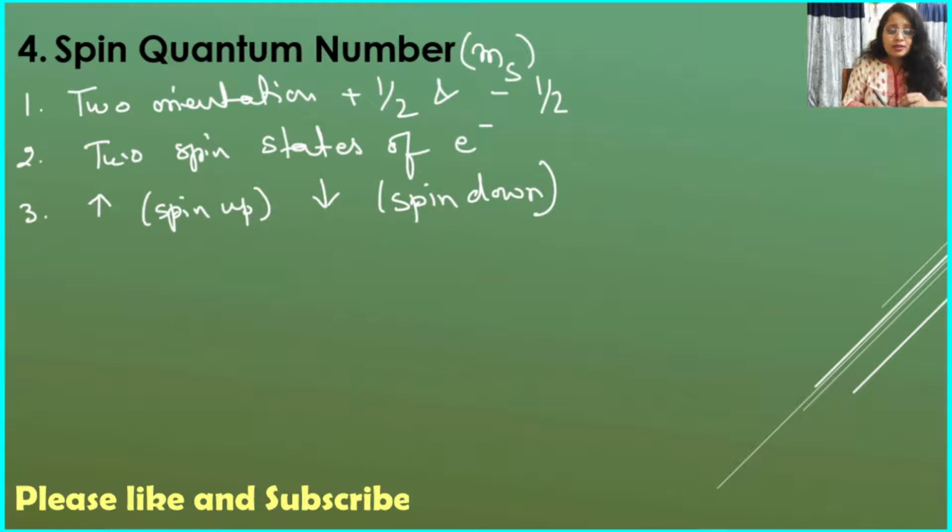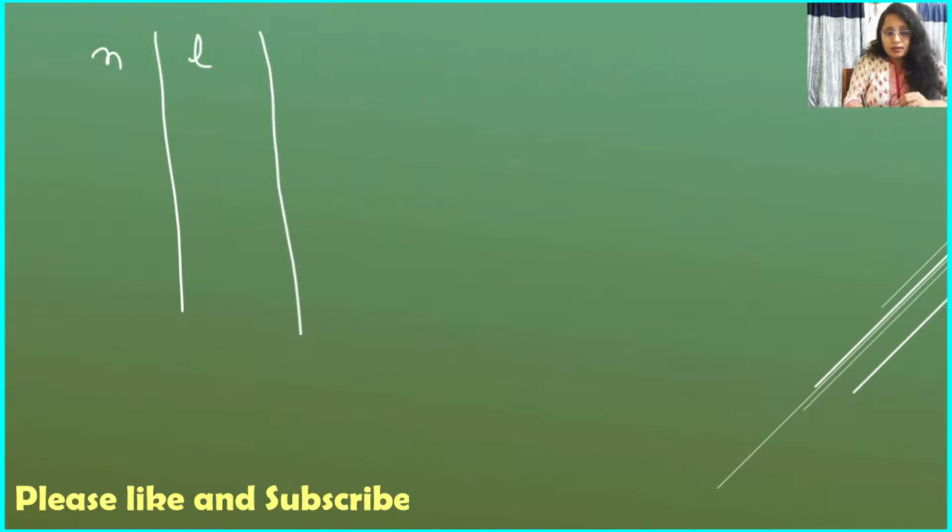But let's check one more thing. We will write all the quantum numbers together, like n, then l, then m l, then m s.